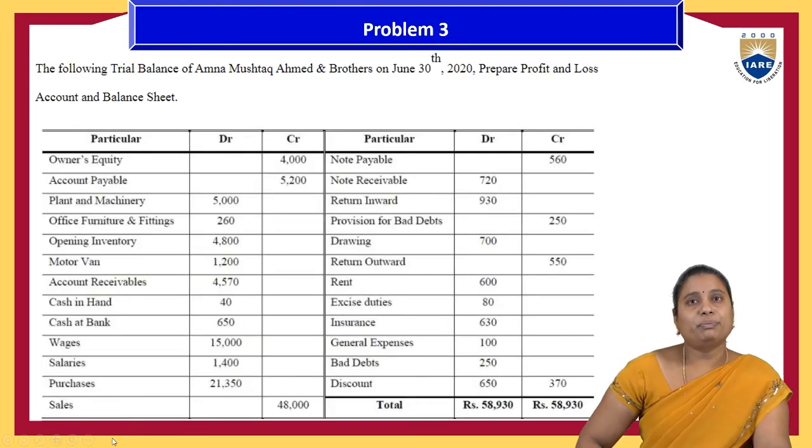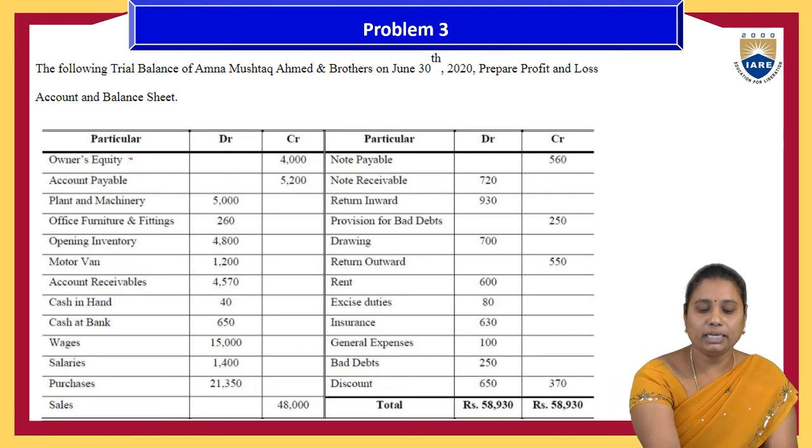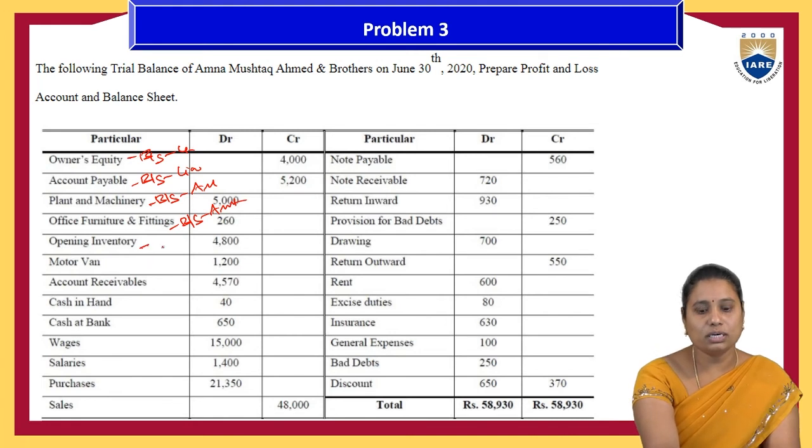Same as this, problem 3: the following trial balance of Amna, Mustaq Ahmad and Brothers on June 30th, 2020, prepare the profit and loss account and the balance sheet. Here, the owner's equity: balance sheet, liabilities side. Account payables: balance sheet, current liabilities. Plant and machinery: balance sheet, assets position. Office and furniture and fittings: balance sheet, assets position. Opening inventory, that is stock: trading account, debit side.